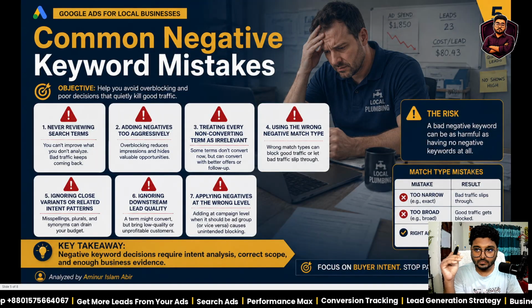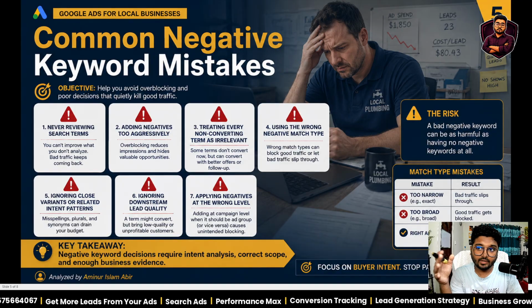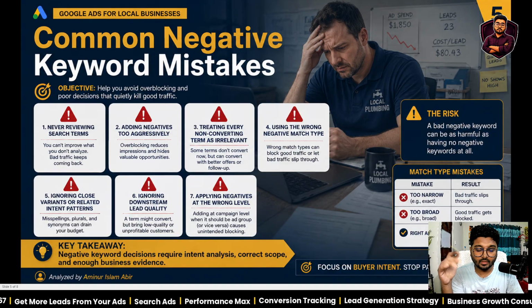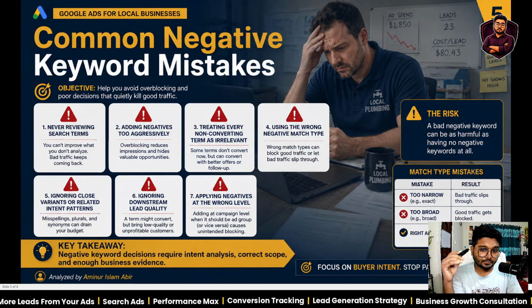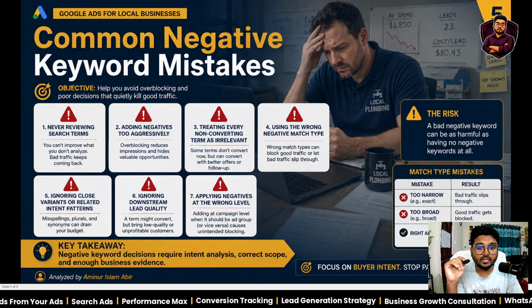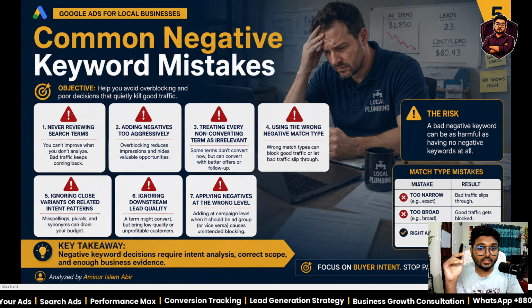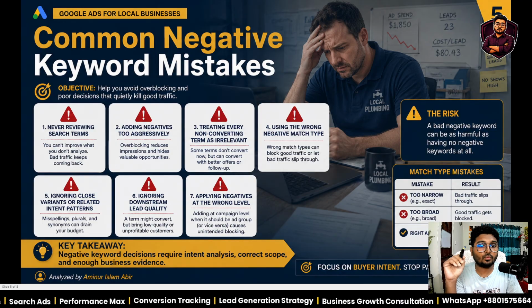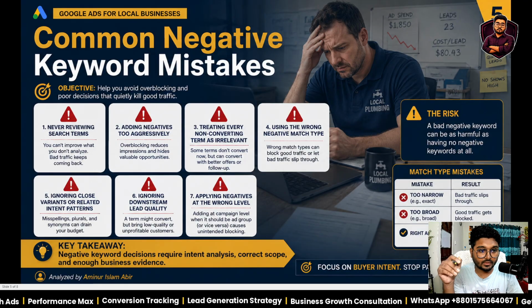So this is my slide 5. Here I describe common negative keyword mistakes. The first mistake is never reviewing search terms. When the report is ignored, irrelevant searches can waste budget for a week or a month.